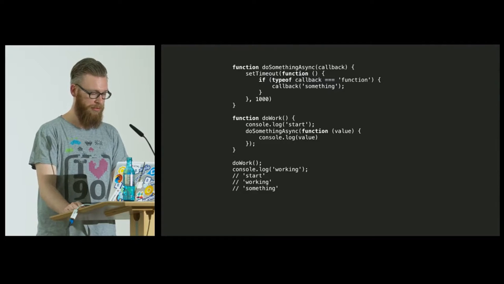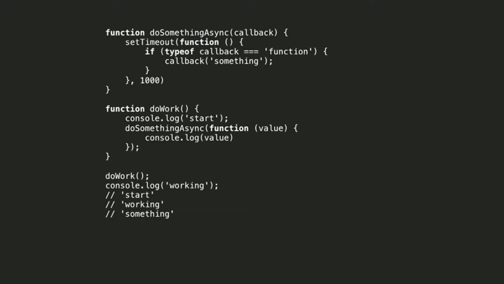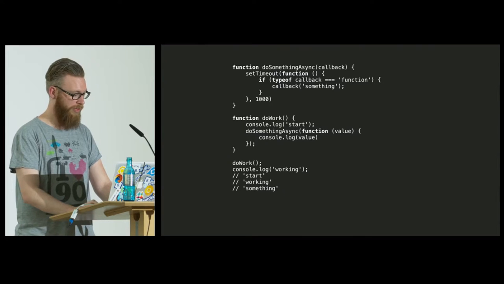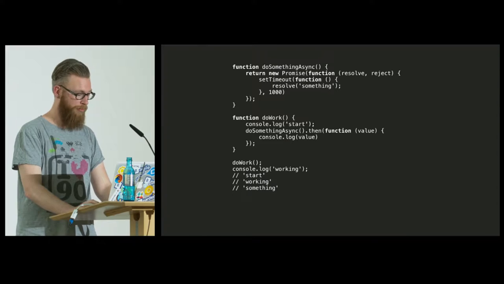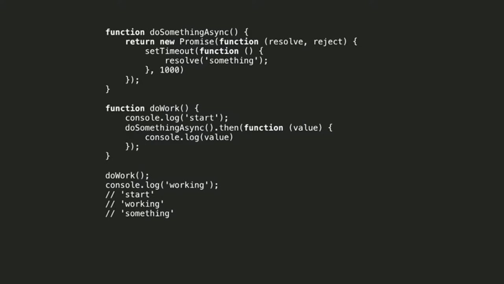and it's not very readable. So if you have this function that says doWork and you run it, then the console log will first say start, then it will say the working that's at the bottom, and then it will say something in the callback. So in came promises, which made it a little bit more readable. You can say doSomethingAsync, then do this, which makes a little bit more sense.